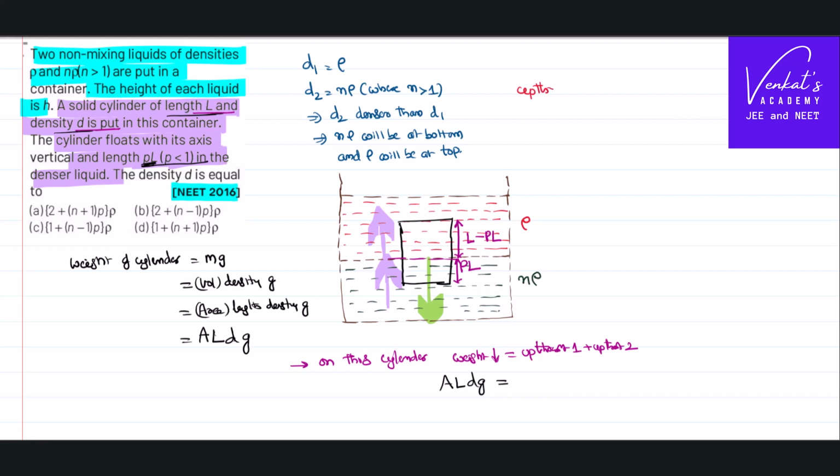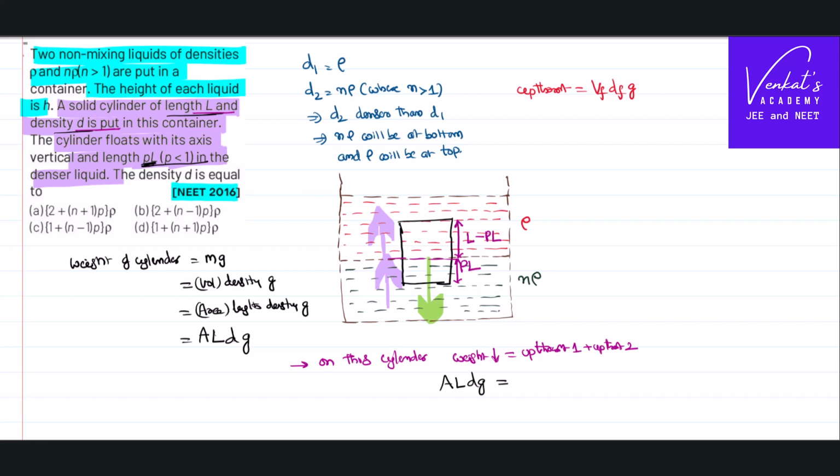Upthrust is the upward force acting on a solid when it is immersed in a liquid. It is equal to the volume of the fluid displaced, times the density of the fluid, times the acceleration due to gravity. This is according to Archimedes principle. We have made this derivation; you can see it in the playlist on the mechanical properties of fluids.